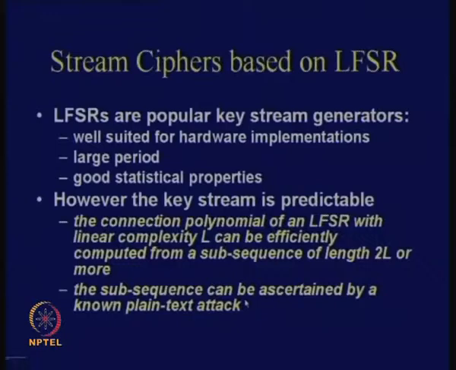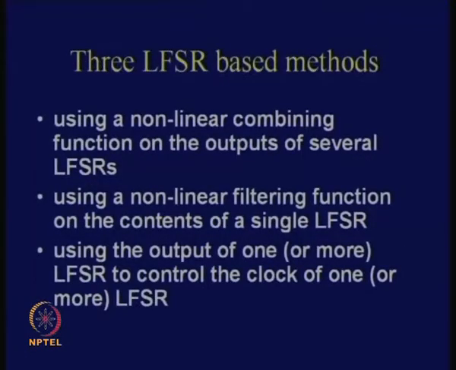In order to recover it we require the subsequence, and how can you obtain the subsequence? You can ascertain that by a known plaintext kind of attack. If you know the plaintext and the corresponding ciphertext, you can just XOR them and obtain the key stream, and if you obtain at least 2L key stream values, from there you can reconstruct the LFSR. Therefore we require more than one LFSR in stream ciphers, and we will just consider 3 types of such cases.